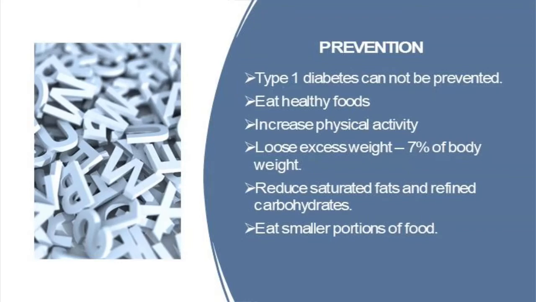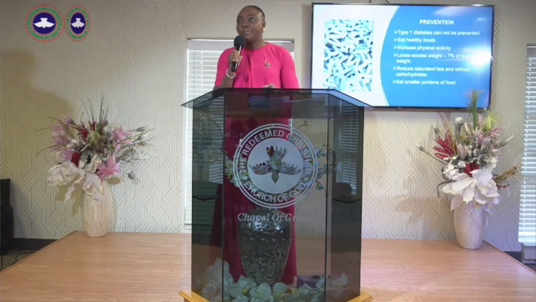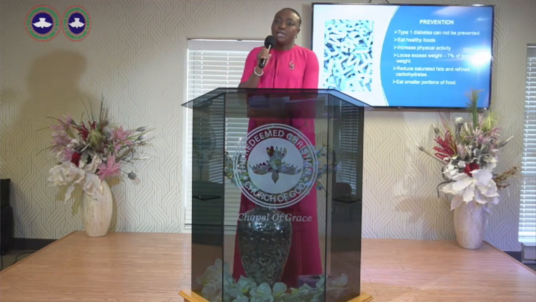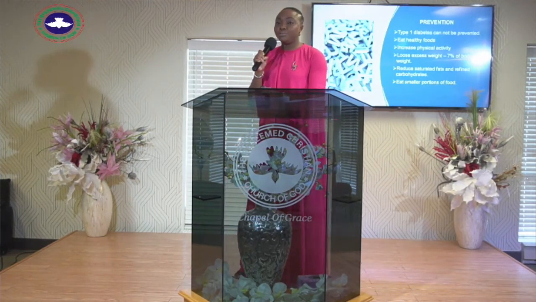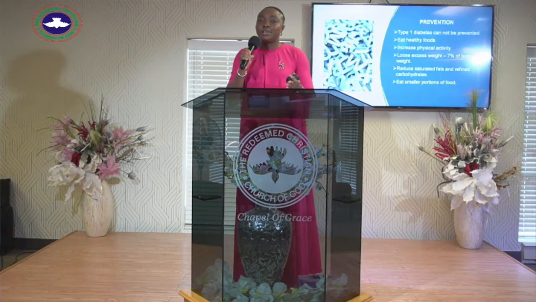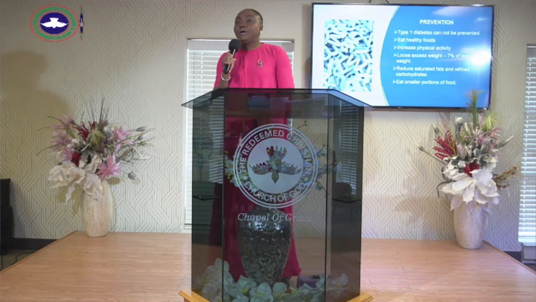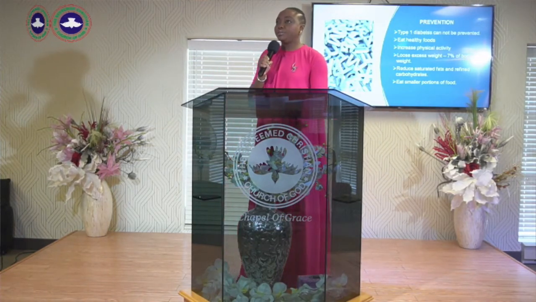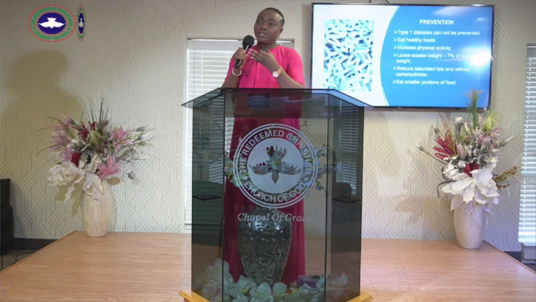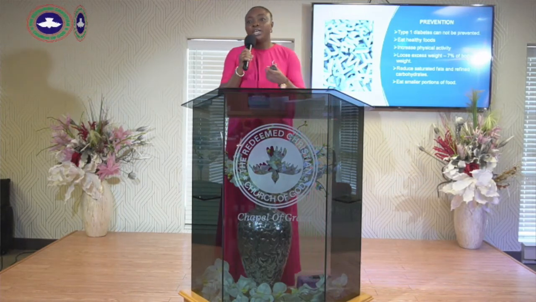All these other ones can be prevented by eating healthy food: foods low in fat, high in fiber, less sugar, less carbs. Now, increased physical activity, like I mentioned earlier, at least 150 minutes of aerobic exercise per week would really help. And if you can lose at least 7% of your weight, it will also help prevent the development of type 2 diabetes or pre-diabetes. Also reduce saturated fat and refined carbohydrates, which is part of eating healthy, and eat smaller portions of food, so you have less glucose being pushed into the bloodstream.